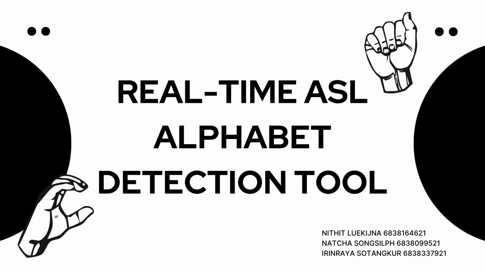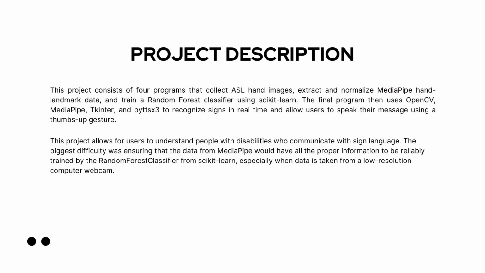Hello. We are Compact Demon Hunters, and we're excited to present our real-time ASL alphabet detection tool. The system utilizes a webcam to capture ASL gestures, processes these gestures using MediaPipe, and uses a trained machine learning model to recognize these gestures. These recognized gestures are then displayed as text on the screen and spoken aloud using Python text-to-speech, making communication more accessible for both signers and non-signers.